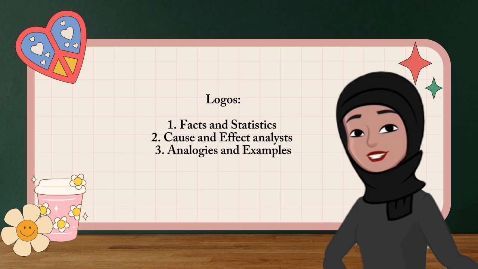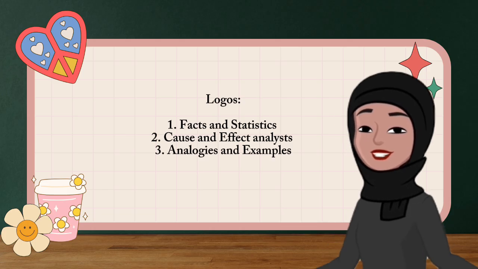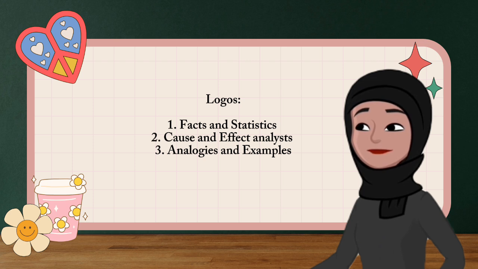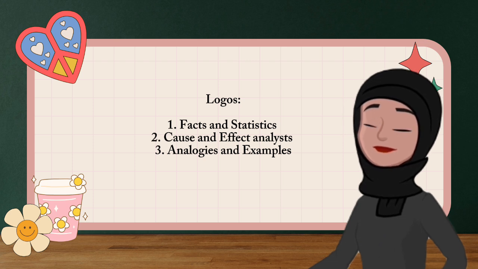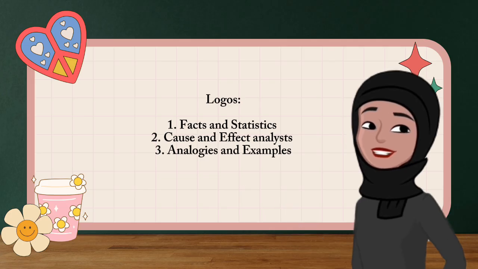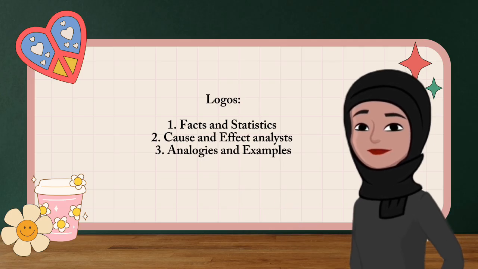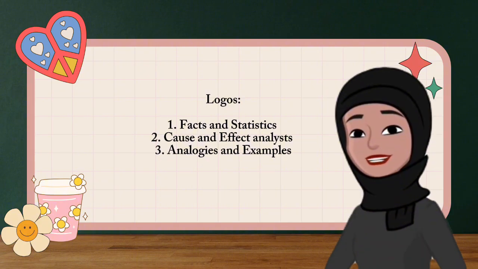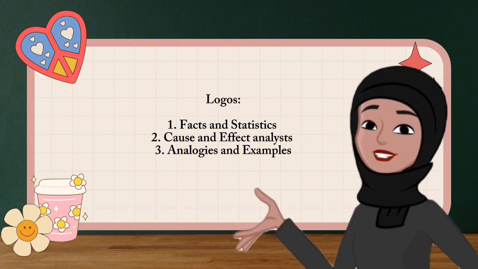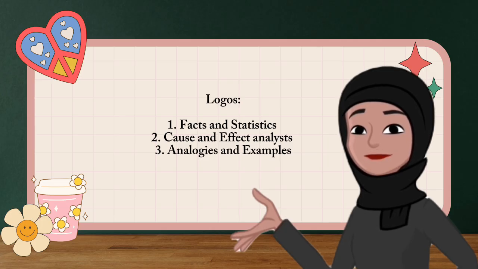Logos, the appeal to logic and reason. Logos relies on logic, reason, and evidence to persuade the audience. It's about presenting a clear, well-structured argument supported by facts. Facts and statistics. Using verifiable data, statistics, and research findings provides concrete evidence to support your claims. Logical reasoning. Employing logical structures like deductive or inductive reasoning helps build a coherent and persuasive argument.